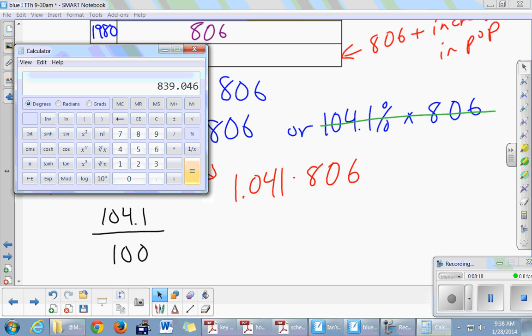Okay. So 839. We'll put that here. So this is about 839. Right, we've seen the squiggles for approximately equal to. Okay, 839, is that the answer? Is that the Chinese population in 1990? It is in thousands.